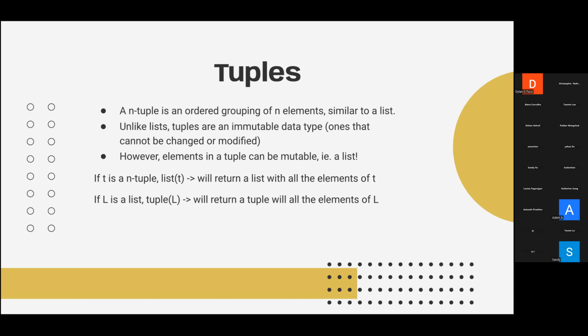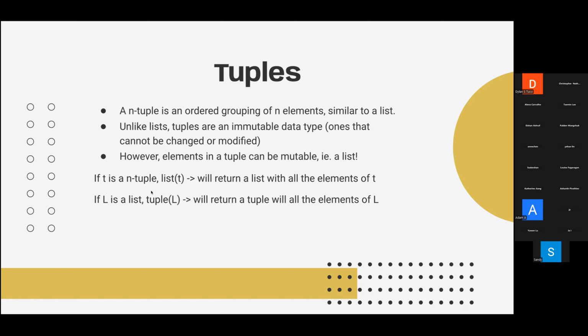However, we know that inside of a tuple, we could have elements such as a list, which is mutable itself. So inside of a tuple, you could have a list which you could change, but it won't be changing the tuple itself.